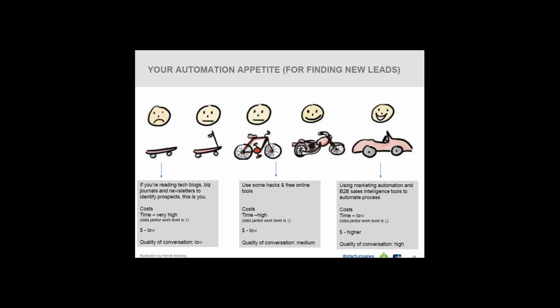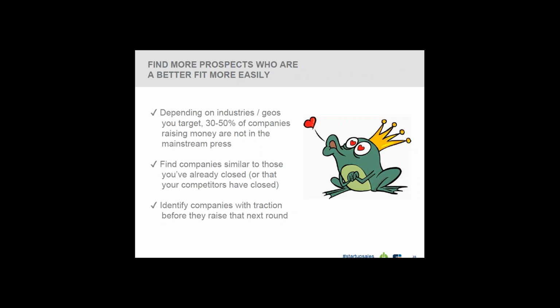Here, the time decreases significantly. You do have to outlay some expense, but again, if you put a value on your time, you should be in the black. And then the quality of conversations as a result is much higher. So that's your spectrum. Our goal here is to help you kiss fewer frogs, right?